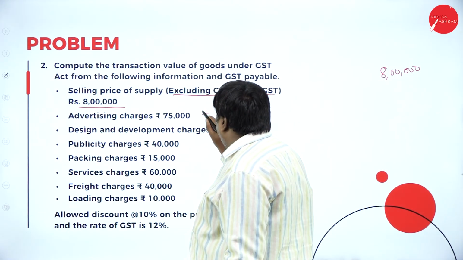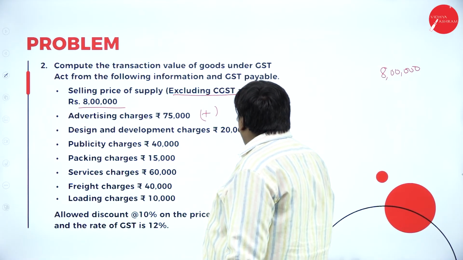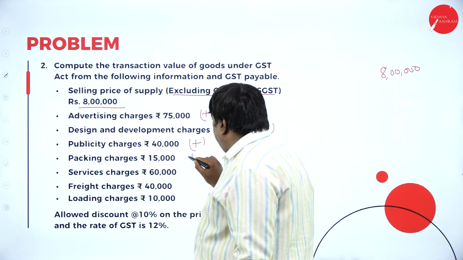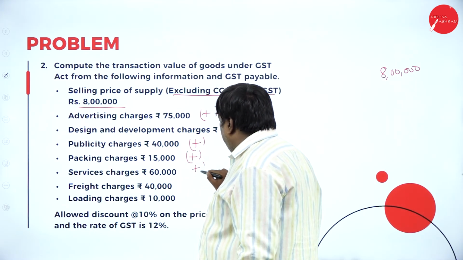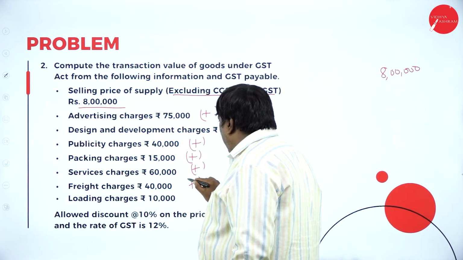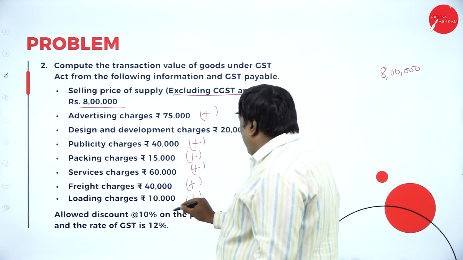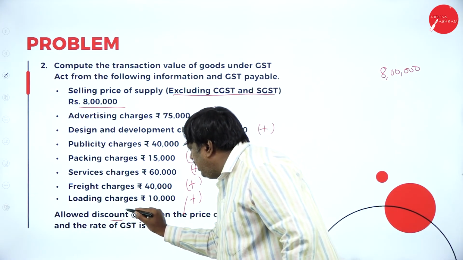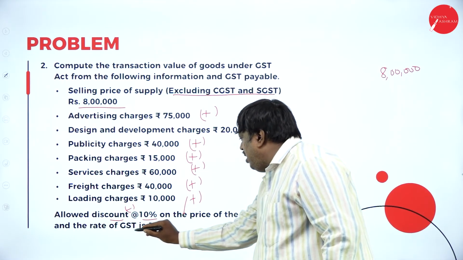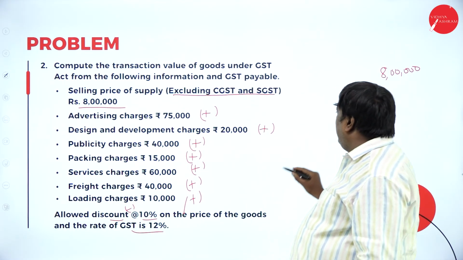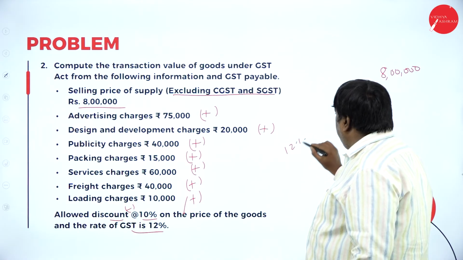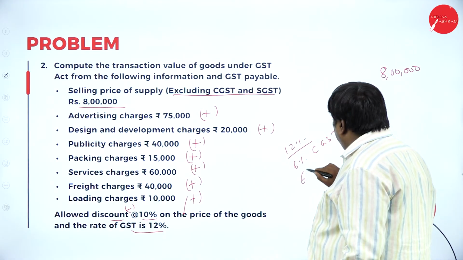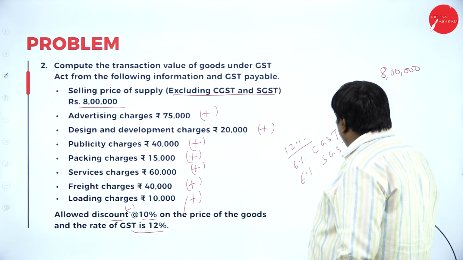Advertising charges, add. Design and development, add. Publicity charges, add. Packing charges, add. Service charges, add. Freight charges, add. Loading charges, add. Discount 10% is minus. And here GST is 12%, which means 6% CGST and 6% SGST.